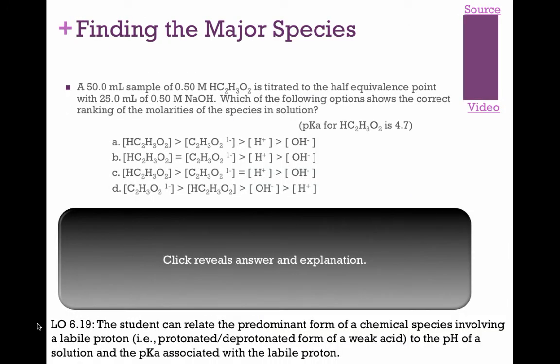Okay, so this says we have a sample of acetic acid. It's titrated to the half equivalence point. Again, I'm going to find some key things. So acetic acid, half equivalence point. What do we know about the half equivalence point? pH equals pKa. So it's titrated with NaOH. Which of the following options shows the correct ranking of the molarities of the species in solution?